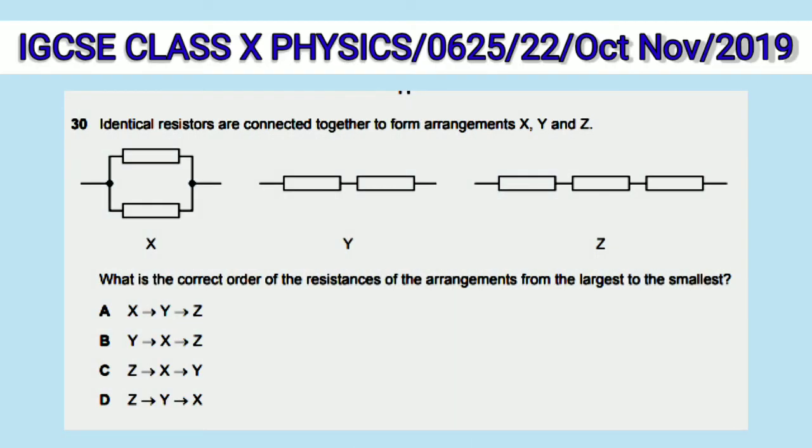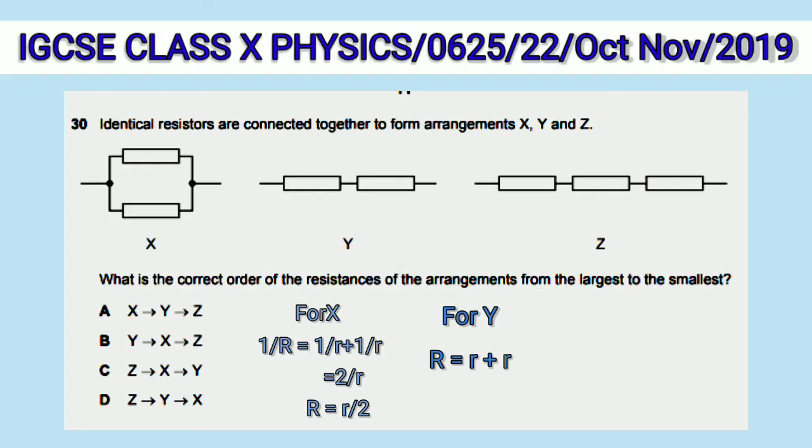Question number 30. Identical resistors are connected together to form arrangements X, Y and Z. What is the correct order of resistances of the arrangements from the largest to the smallest? In the first arrangement, that is in X, resistances are in parallel. In Y and Z they are in series. For X, 1 upon R is equal to 1 upon R plus 1 upon R, and effective resistance will be R upon 2. For Y it will be R plus R, that is 2R.